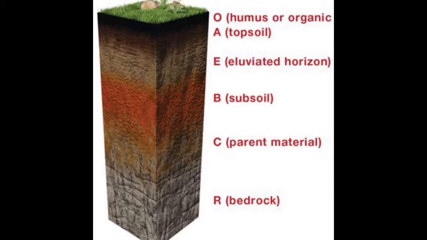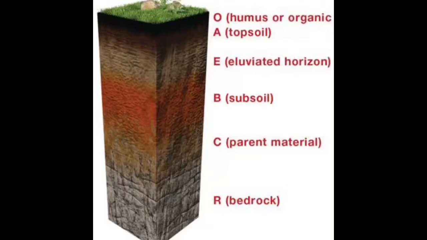Eluviation layer. This layer is light in color. It is made up mostly of sand and silt, having lost all of its minerals and clay as water drips through the soil. Subsoil. It contains clay and mineral deposits that it receives from layers above it when mineralized water drips from the soil above.